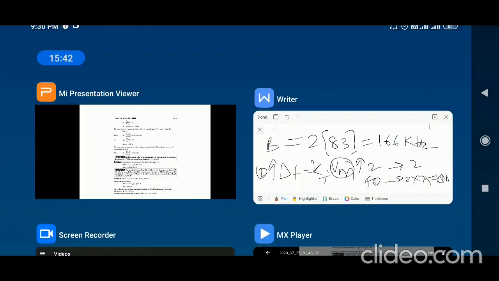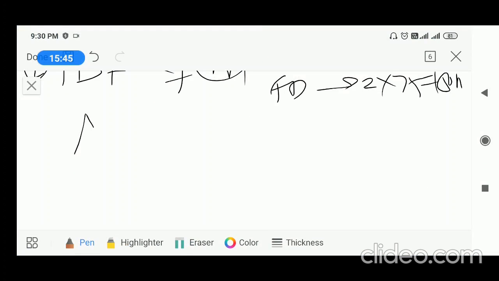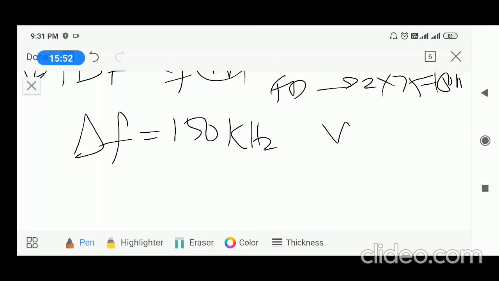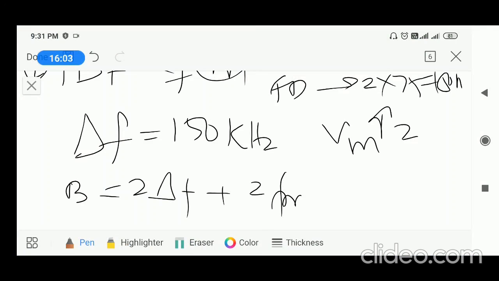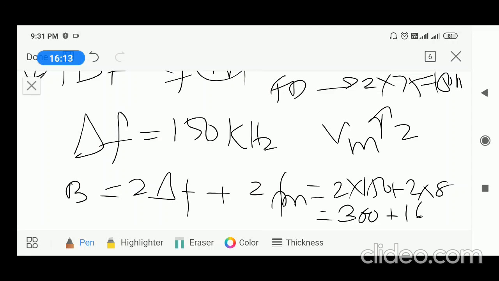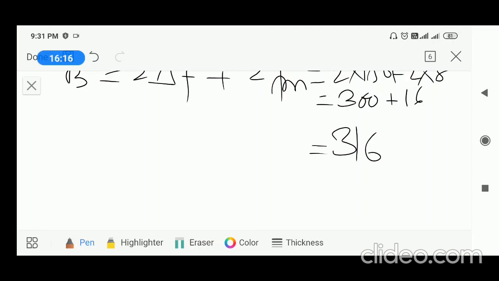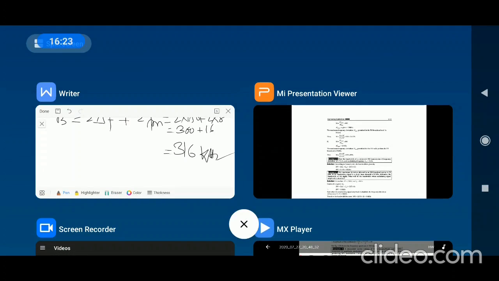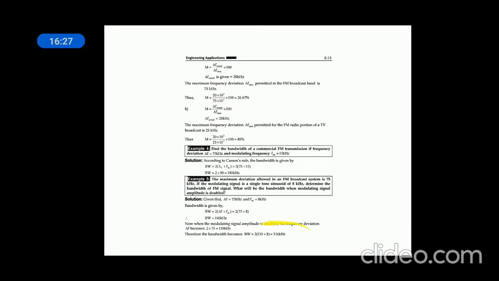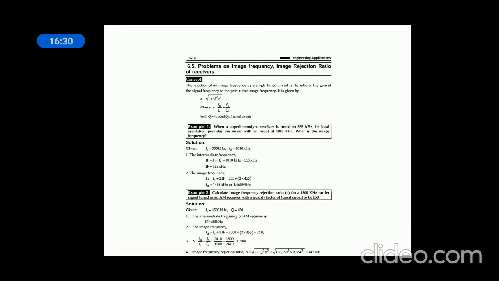Then what will be the new bandwidth? When delta f becomes 150 kilohertz, when the modulating amplitude is doubled, the bandwidth is equal to 2 delta f plus 2 fm, 2 into 150 plus 2 into 8, that is 300 plus 16, it is 316 kilohertz. Here you can look at it: 316 kilohertz is the new bandwidth.